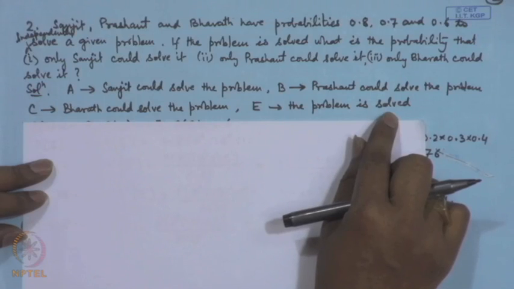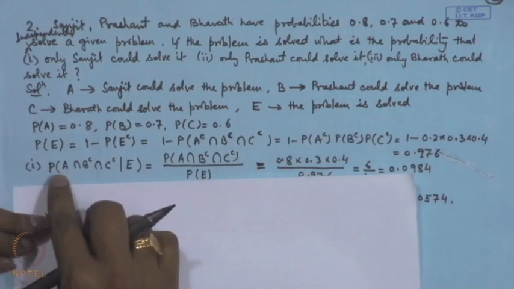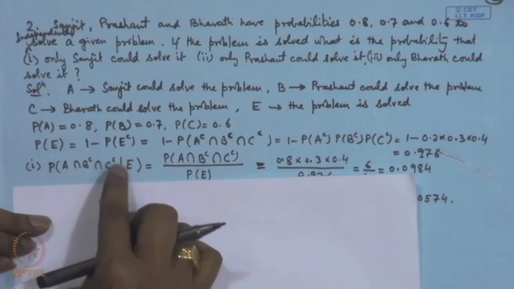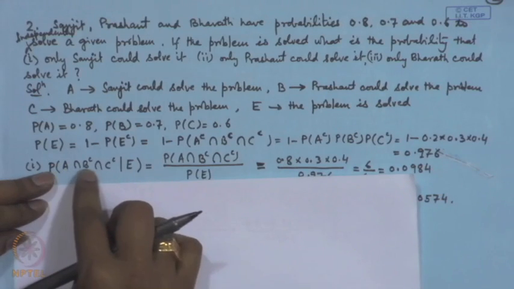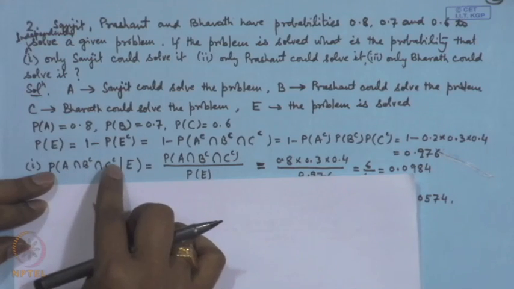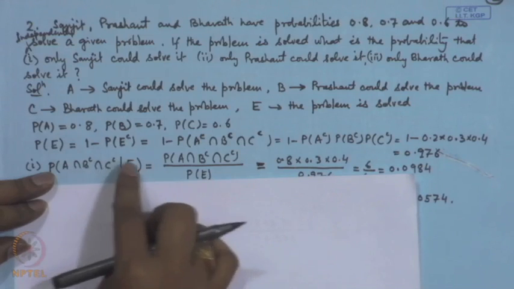So, what we are interested in is events of this nature, probability of A intersection B complement intersection C complement given E, because what does this represent? A represents Sanjeet could solve it, B complement will represent that Prashant could not solve it, C complement would represent that Bharat could not solve the problem given that the problem is solved.